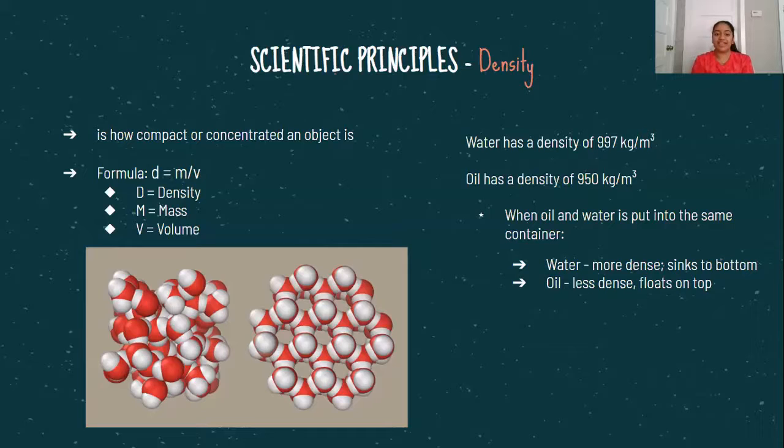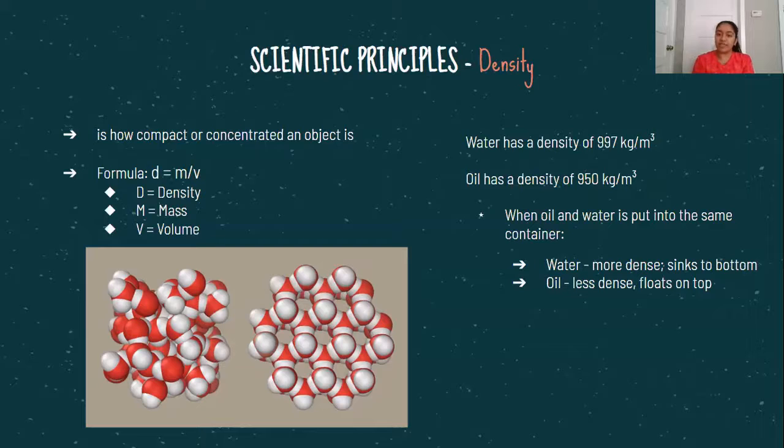The formula to find density is quite simple. It is the mass of the object divided by its volume. The mass of the object describes the amount of matter present within that object, and the volume describes the space that the object takes up in its surroundings.